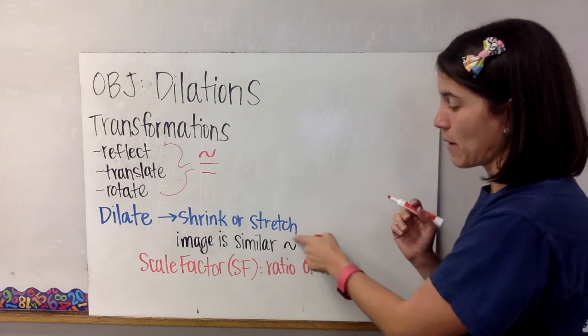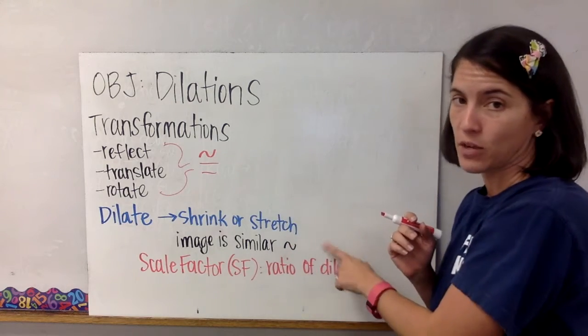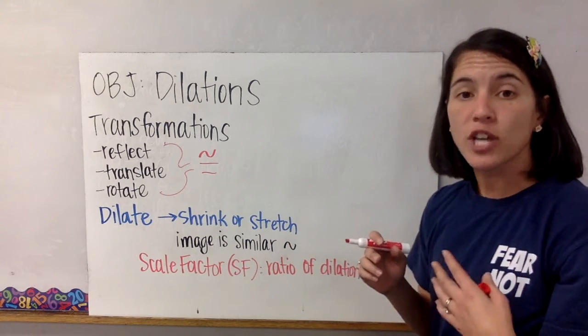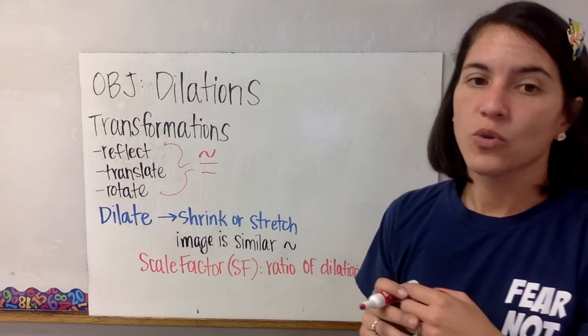And this is the symbol for similar. It's just a little curvy line on top of the equals sign. So if you have two shapes that are similar, you're going to see this little squiggle, it's called a tilde.